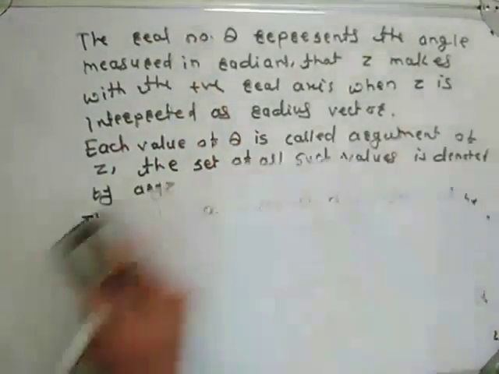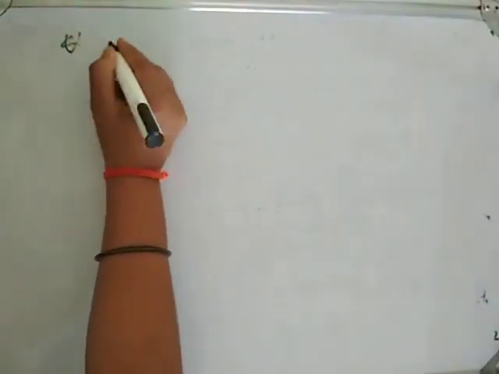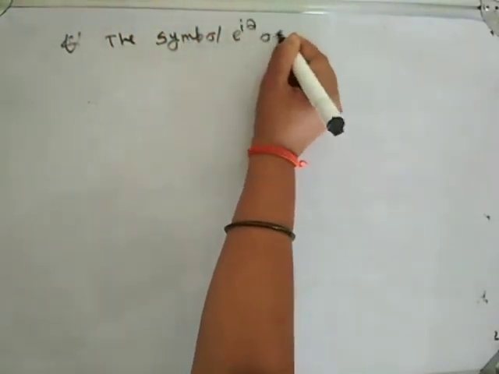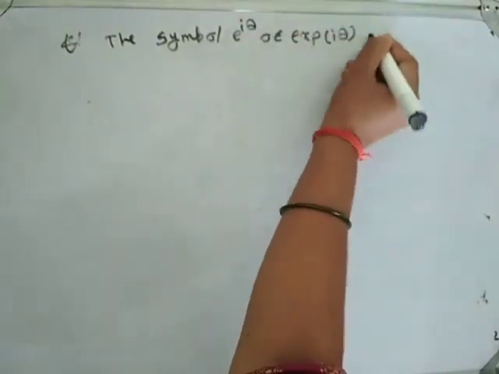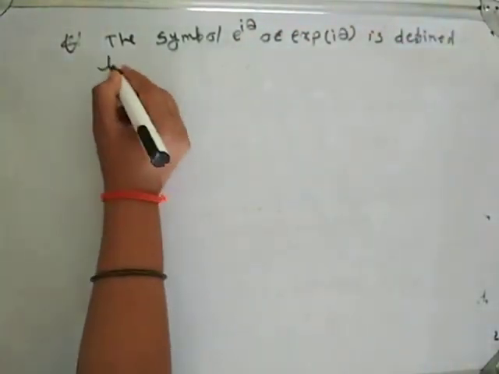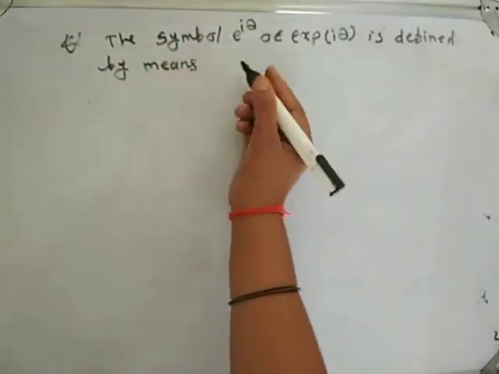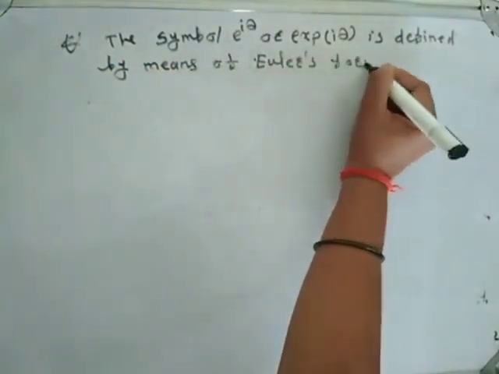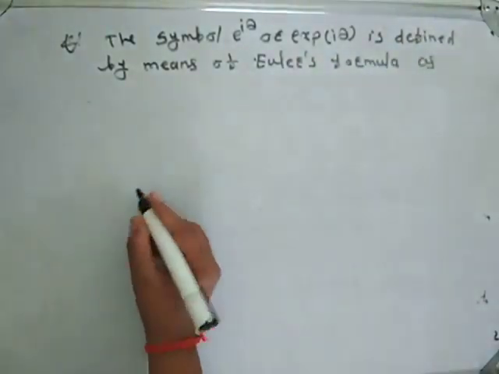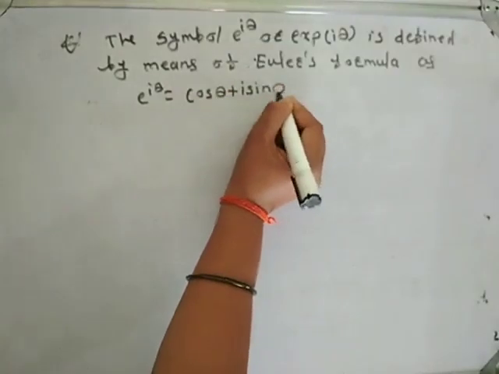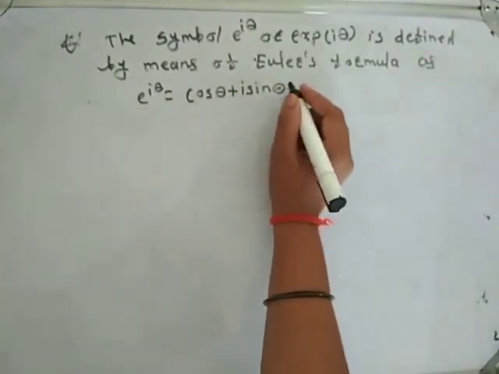Before that, we will discuss, write down the symbol e raised to i theta, or exponential of i theta, which is defined by means of Euler's formula as e raised to i theta is equal to cos theta plus i sin theta, with theta measured in radians.